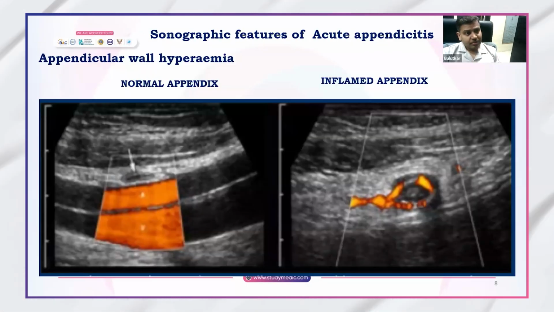Another important feature of acute appendicitis is wall hyperemia. The inflamed appendix will show inflamed walls, which will show increased wall vascularity. As the ultrasound image over here depicts, you can see a normal appendix which has a compressible lumen not showing any vascularity, and this is power Doppler mode, and you can see significantly increased vascularity along the walls of the inflamed appendix which has an incompressible lumen.